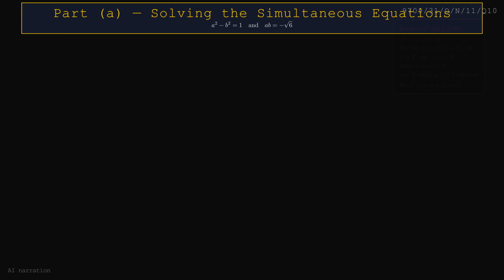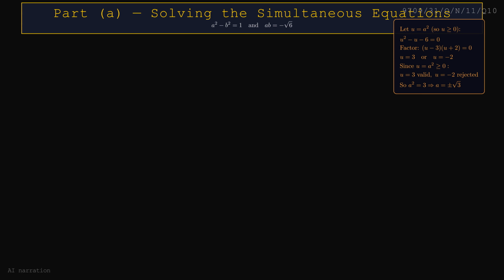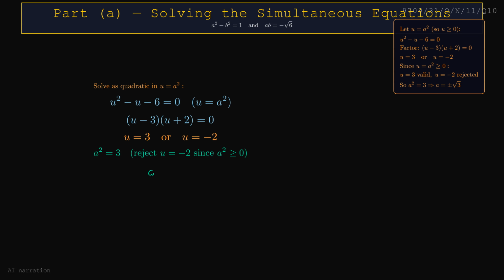Let u equal a squared. The quartic becomes a quadratic in u. Solve as a quadratic in u equals a squared. Factor to get u equals 3 or minus 2. Reject u equals minus 2, a squared equals 3, so a is plus or minus root 3.